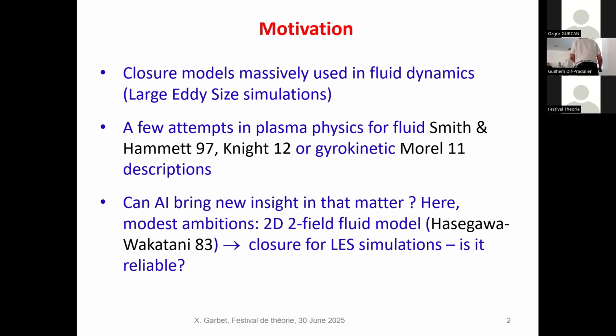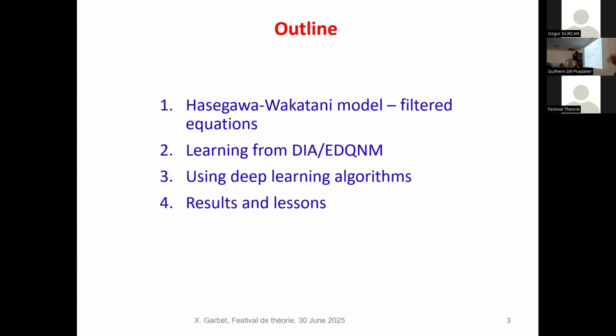The question is, is it reliable? Of course, AI will always give you some result. The question is, can you use them reliably? So that's the motivation for this: to use very old theory, in particular DIA, to try to constrain the model and also make some predictions that you can compare with the AI results and see whether or not they make sense.